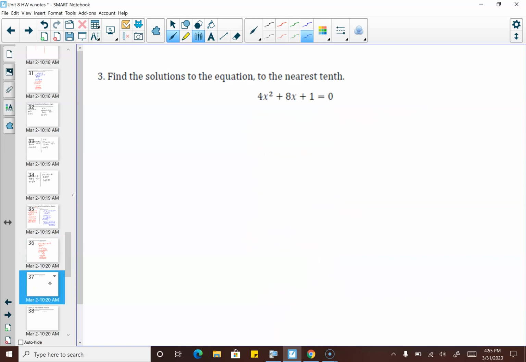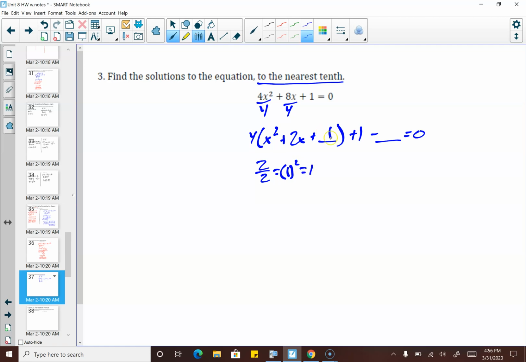And for the last one, find the solutions to the equation to the nearest tenth. Again, if it says nearest tenth, good chance factoring doesn't work, and we're going to have to complete the square. We have a number in front of x squared here, so we have to divide. So we divide both sides, or we divide the first 2 by 4. We get x squared plus 2x plus a line plus 1 minus a line equals 0. 2 divided by 2 is 1. 1 squared is 1. So 1 on the first line. 4 times 1 is 4. So we're minus 4 on that last line.